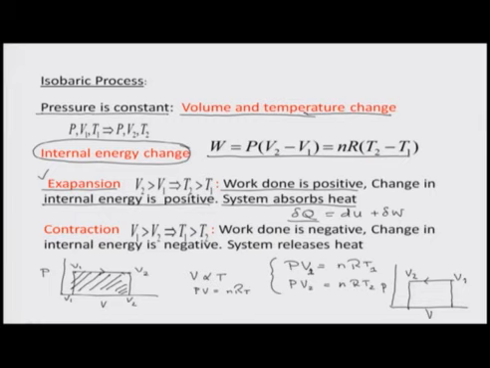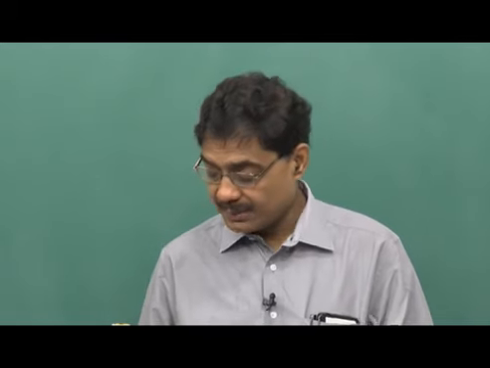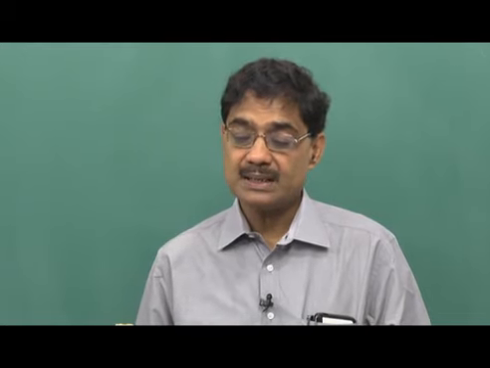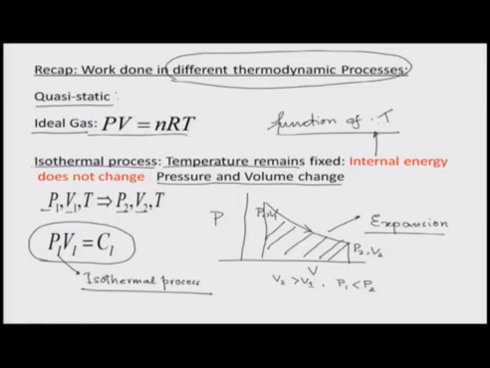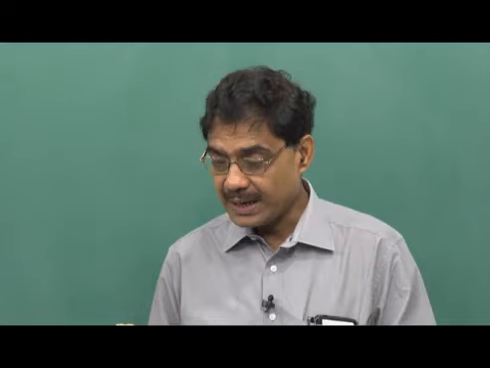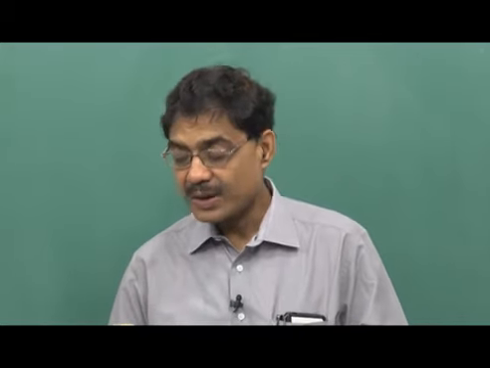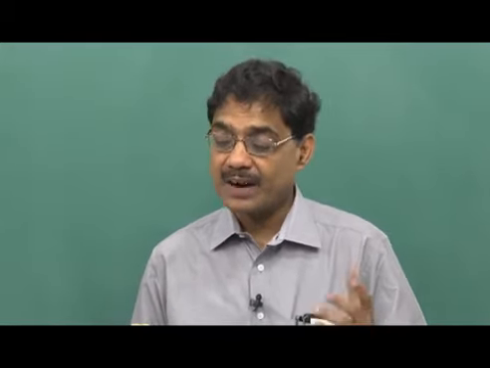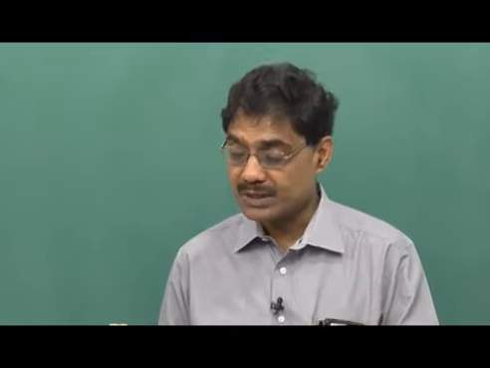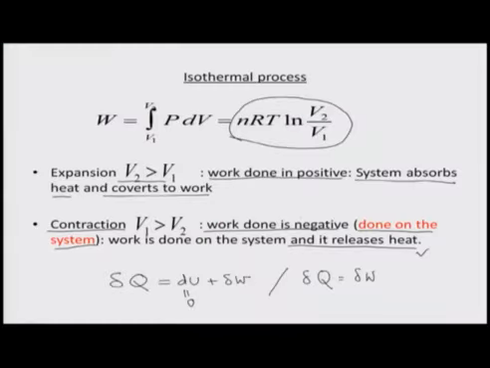So far we have summarized three processes. First, isothermal. What is important about isothermal? Temperature is kept fixed, whereas pressure and volume change, satisfying the relation PV is equal to nRT, which I have denoted by a constant C. Internal energy does not change, and you can calculate the work done, and you can find out very easily when work done is positive, system absorbs heat, and wherever work is done on the system, it releases heat.